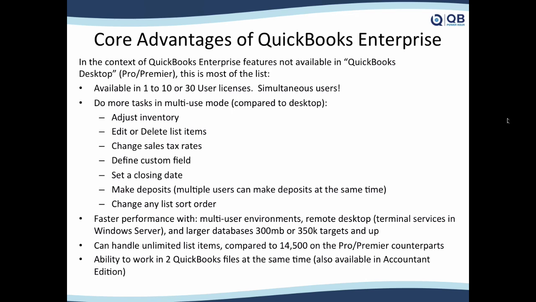Now, one of the important things about it is handling more than 14,000 names on the list. QuickBooks Pro and Premier is limited: the database can only handle 14,500. That's how it's built. And when you reach that limit, QuickBooks Enterprise is a natural movement up if you need to keep that information and not have to delete it. And then finally, on this slide, the ability to work with two QuickBooks files at the same time, which is also available in Accountant Edition. But from an end user perspective, that is also very, very good to know.